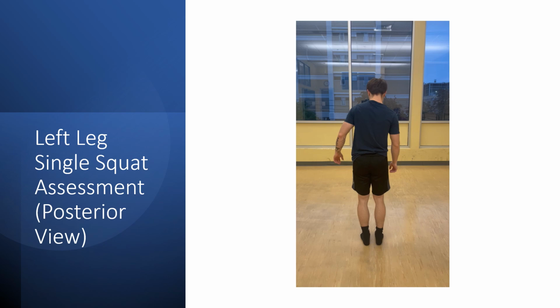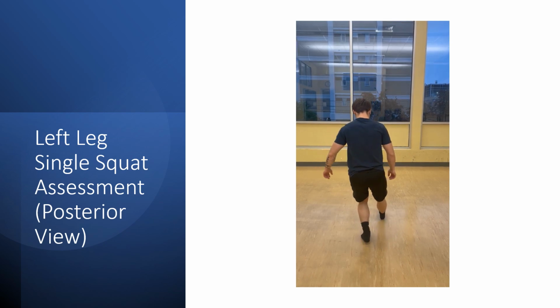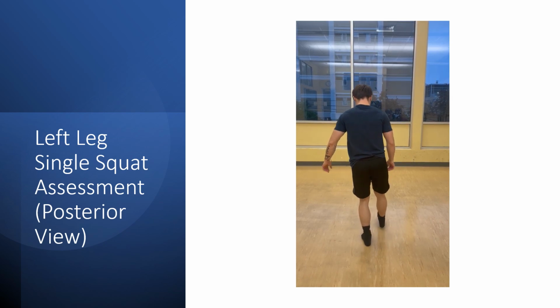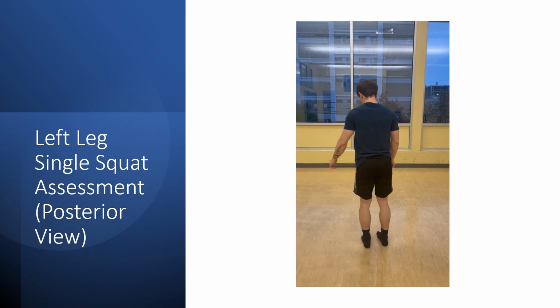So now we will work our way into the posterior view of the left leg single squat assessment. So we'll play the video and then get into any of the imbalances that are noticed. So when we look at the feet and the ankle, we can see a slight amount of pronation, but it is not too much. In fact, I don't think it is as much as compared to the right side.